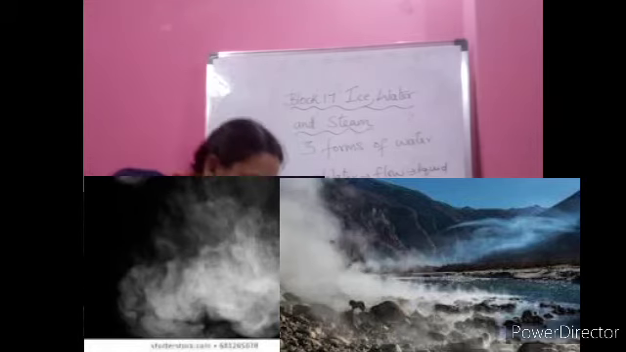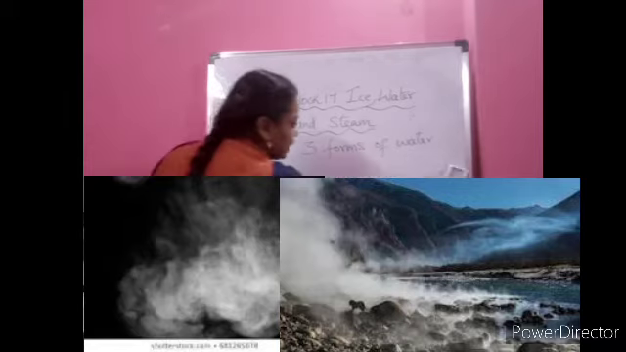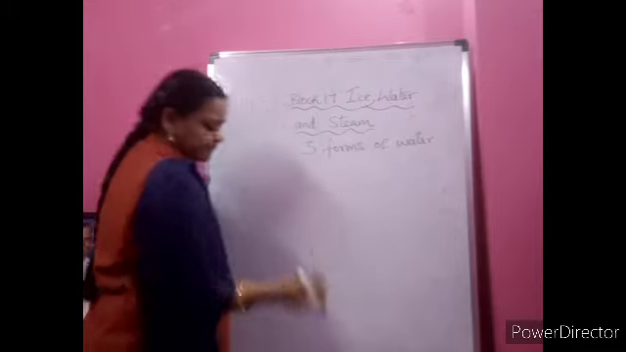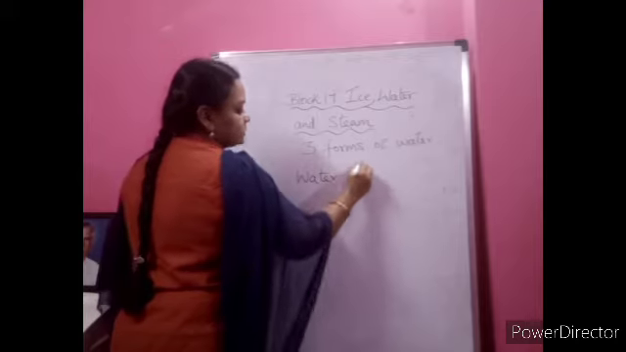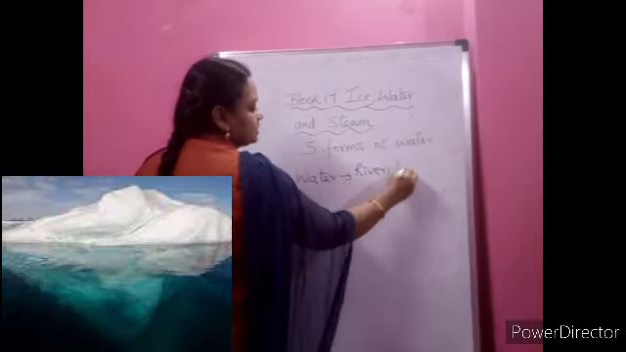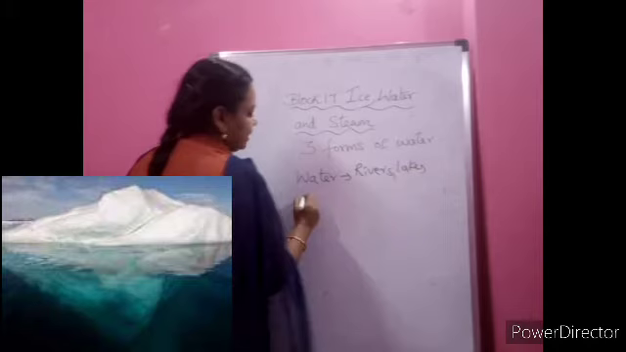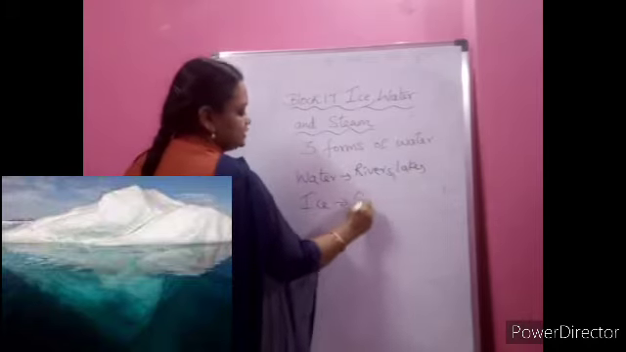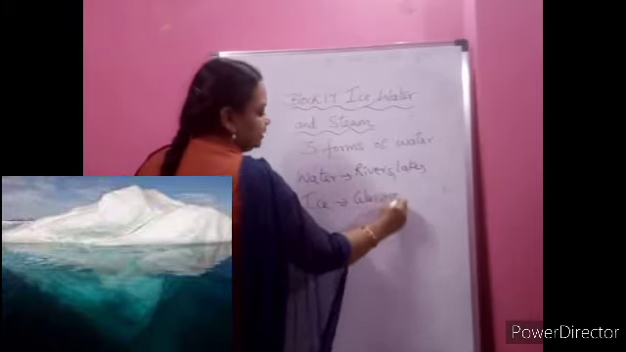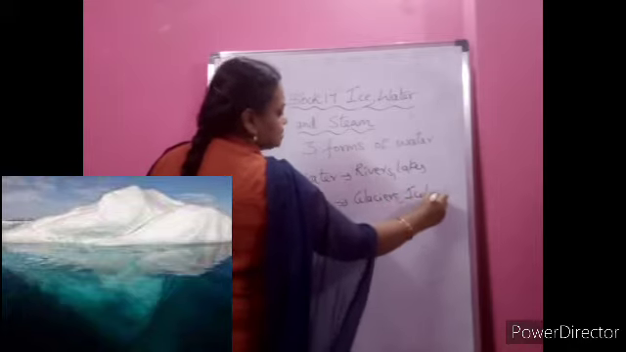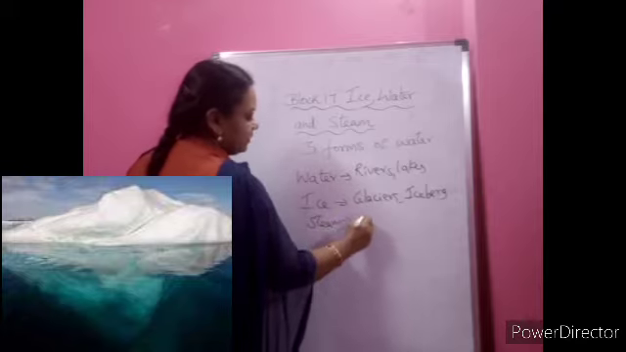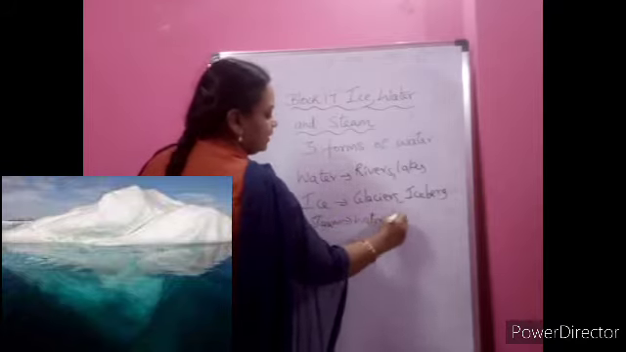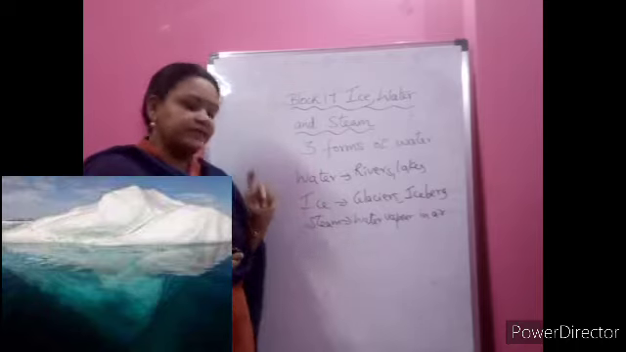So let us learn more about this, children. Water can exist in three forms. What are they? Water, ice and steam. So now, where can you find water in nature? In the rivers, lakes, ponds and all. Where can we find ice in nature? In the glaciers and icebergs you can see. Where can you see steam? It is present as water vapor in air. Forms of water: water, ice and steam.